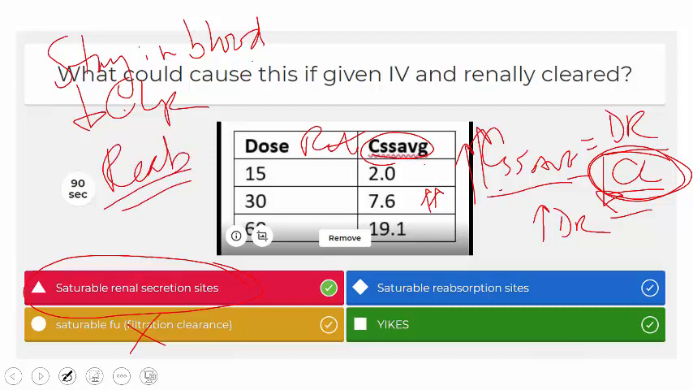Is reabsorption Michaelis-Menten? Is there a saturable component? No. It's passive diffusion, so it is not saturable. So the answer here is saturable renal secretion sites.